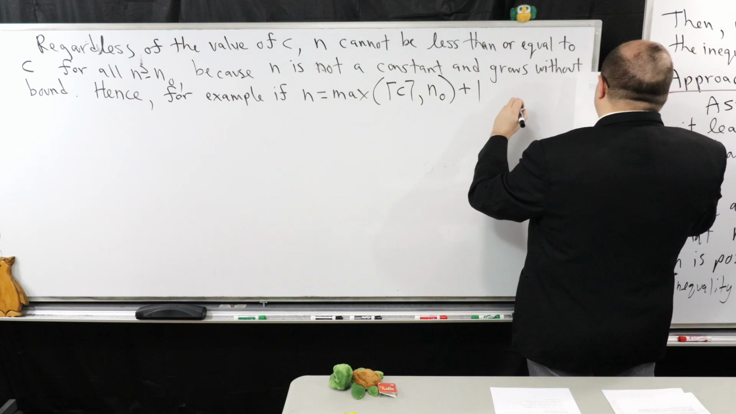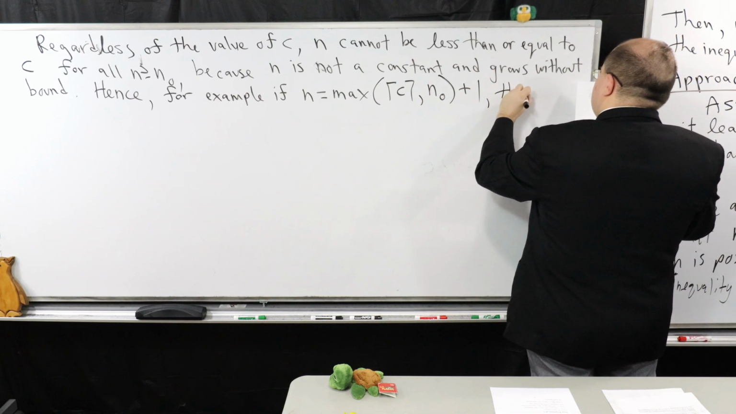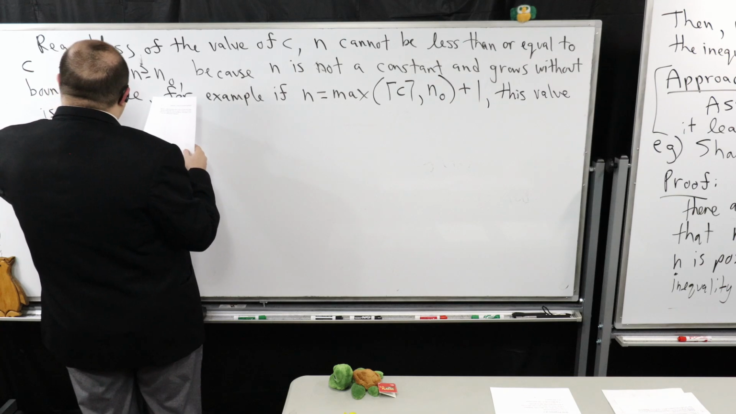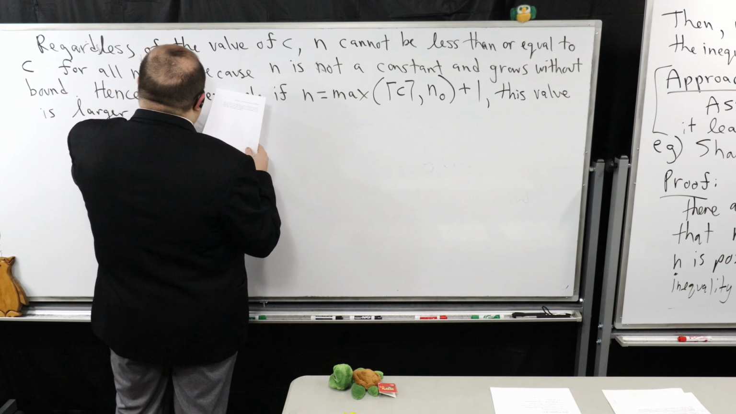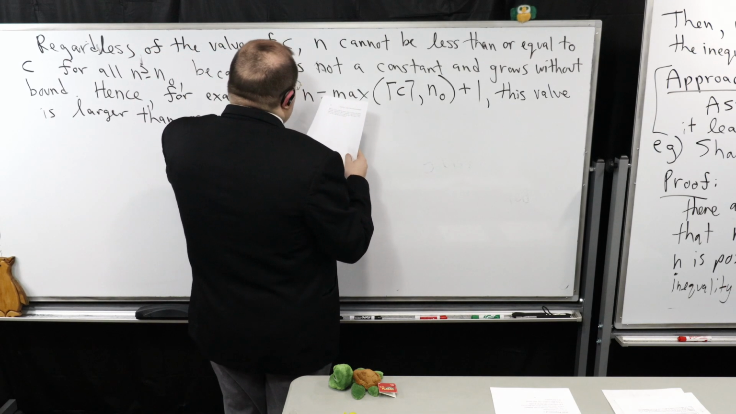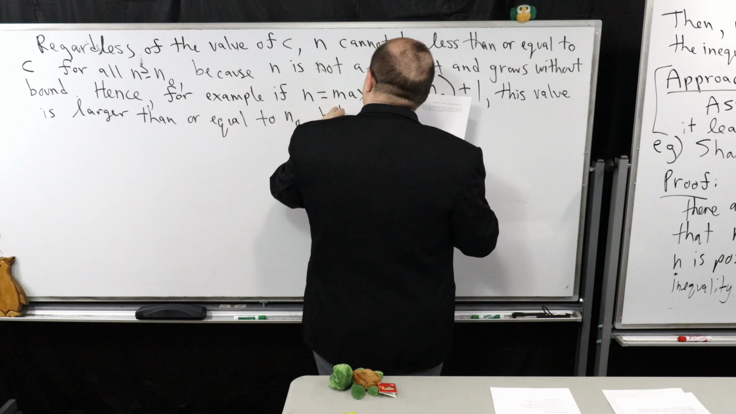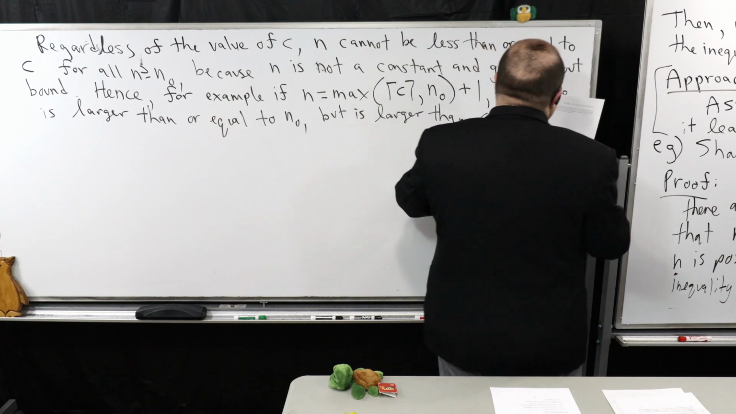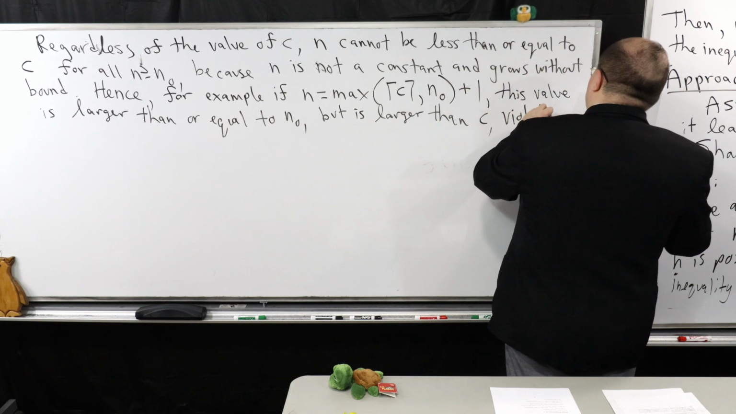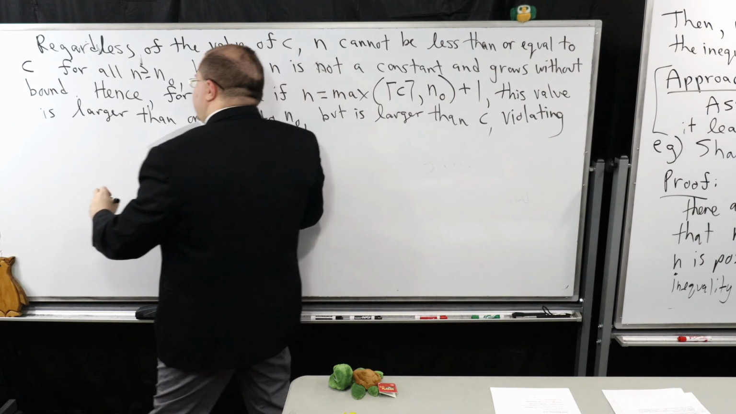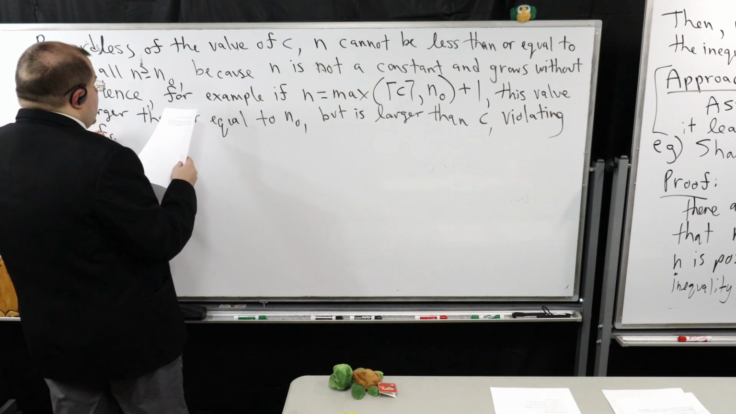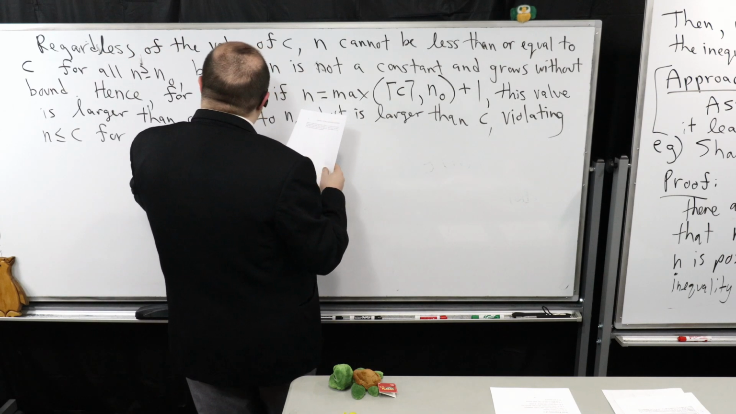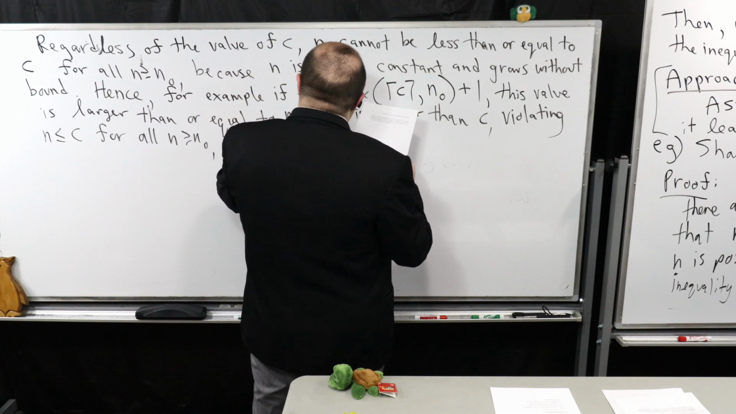So, for example, if n is equal to the max of this, this value is larger than or equal to n0, but is larger than C, violating n is less than or equal to C for all n greater or equal to n0. And we have derived a contradiction.